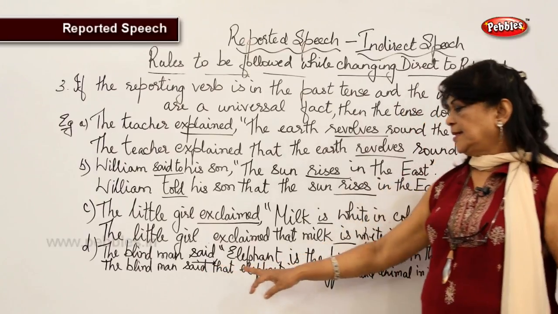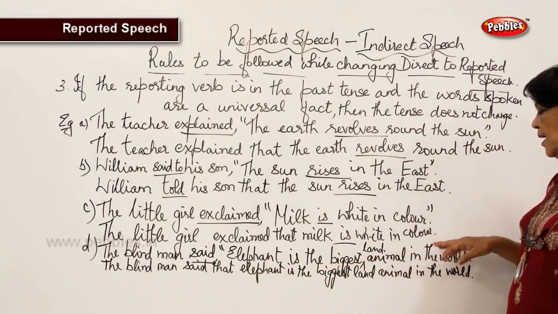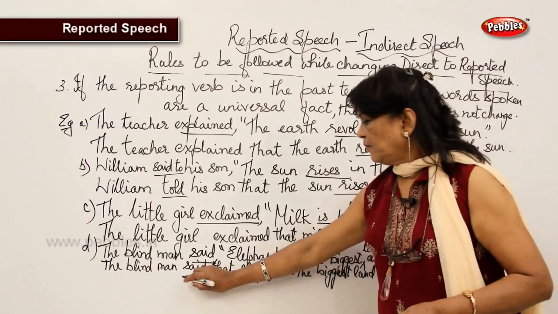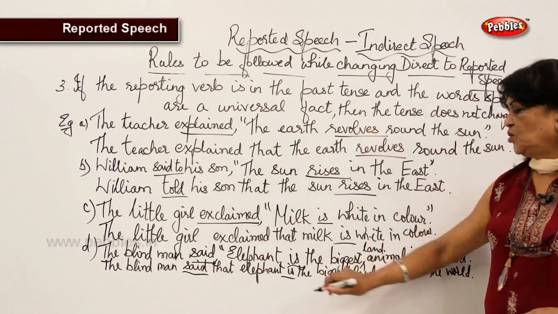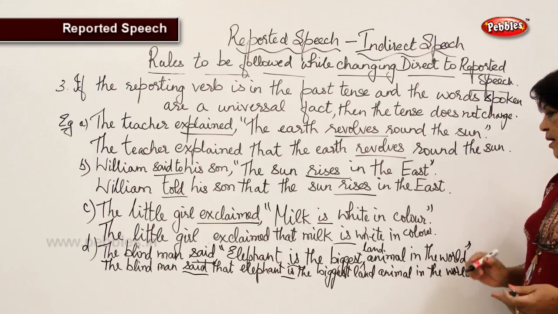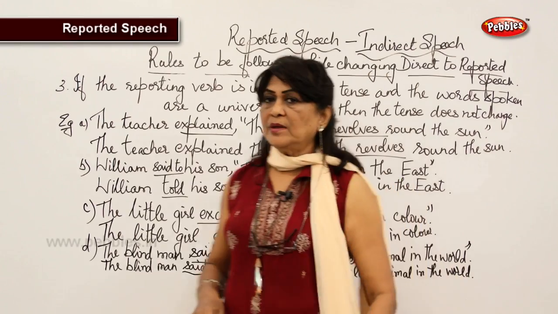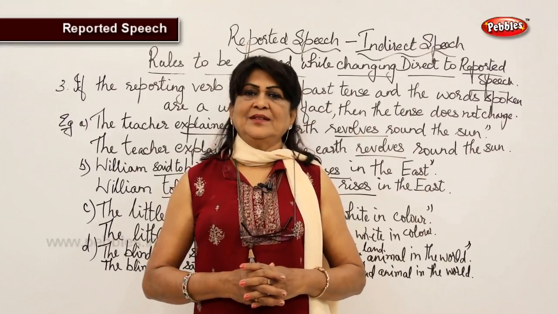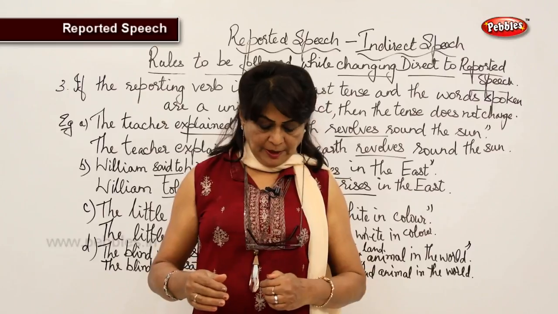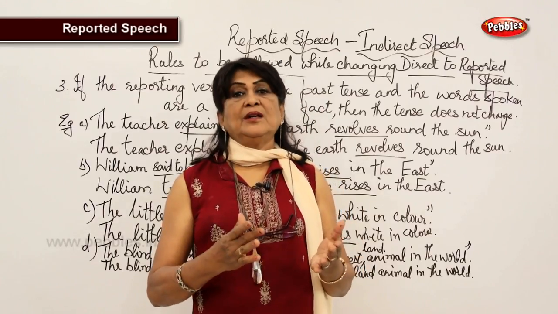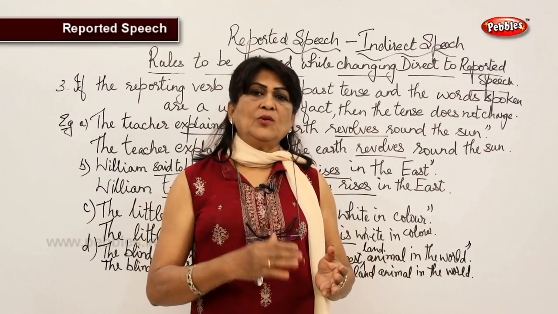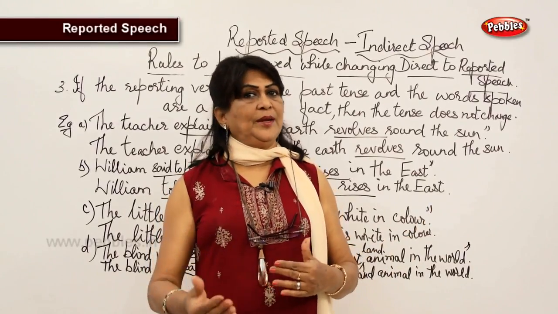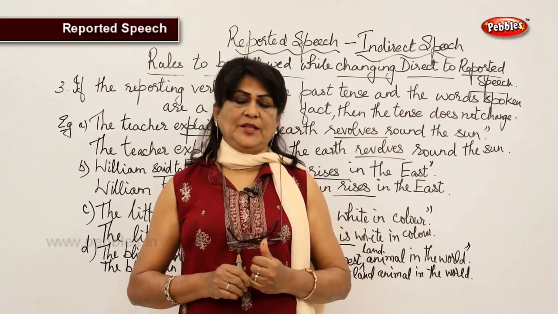The blind man said, elephant is the biggest land animal in the world. So, the blind man said that elephant is, again we haven't changed the tense here, is the biggest land animal in the world. So, this is rule number 3. If it's a universal fact, we do not change the tense. Okay. So, 3 rules we have learned, and the 4th rule will be how to express nearness of things, or how to express the days in a week when it's told in the direct speech, what it becomes in the indirect speech.